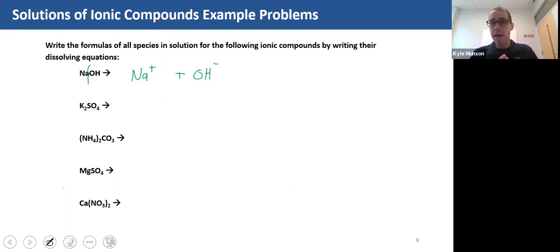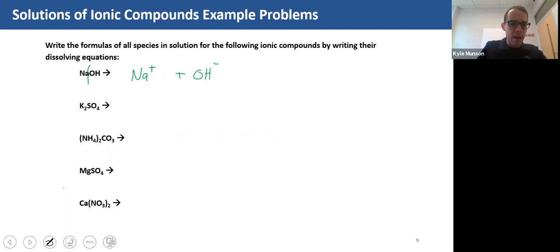So the sodium ion has a 1+ charge. You can find that on the periodic table, or you could find that from your ion chart. And hydroxide has a 1- charge, okay? Again, from your chart.